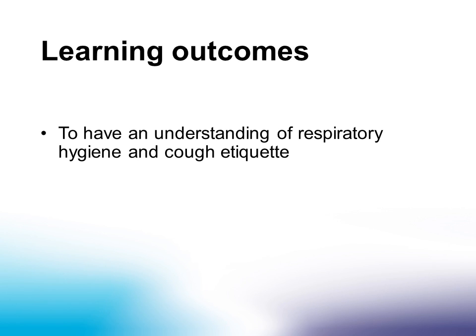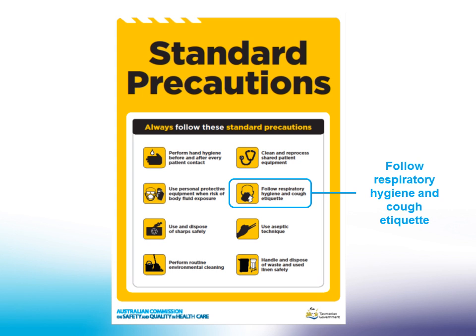From this session, you will have an understanding of respiratory hygiene and cough etiquette techniques to prevent the transmission of infection. Standard precautions refer to work practices that are applied to everyone, regardless of their perceived or confirmed infectious status, and are the minimum level of infection prevention and control. Respiratory hygiene and cough etiquette are elements of standard precautions and describe the techniques implemented to reduce the spread of respiratory pathogens.